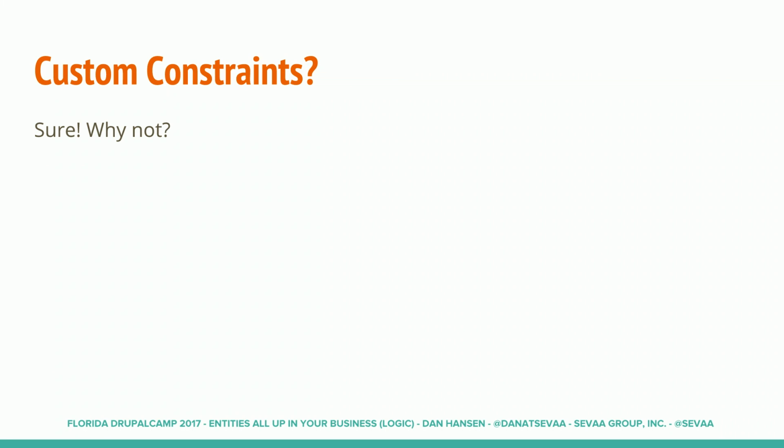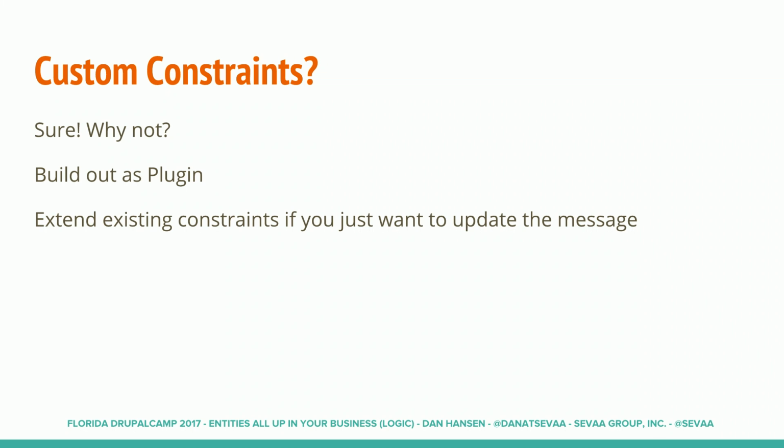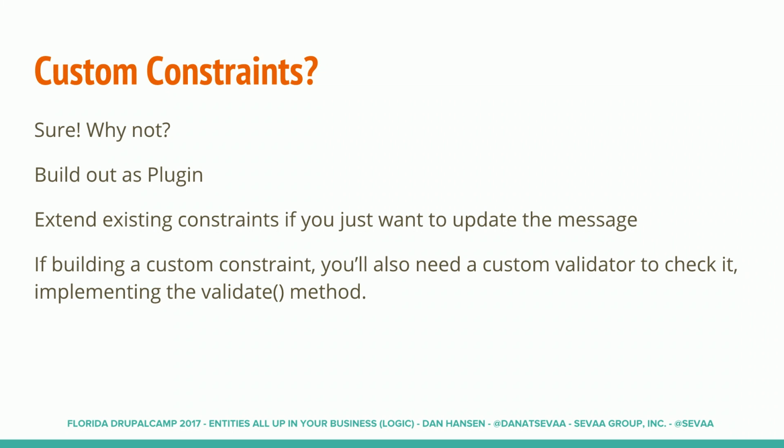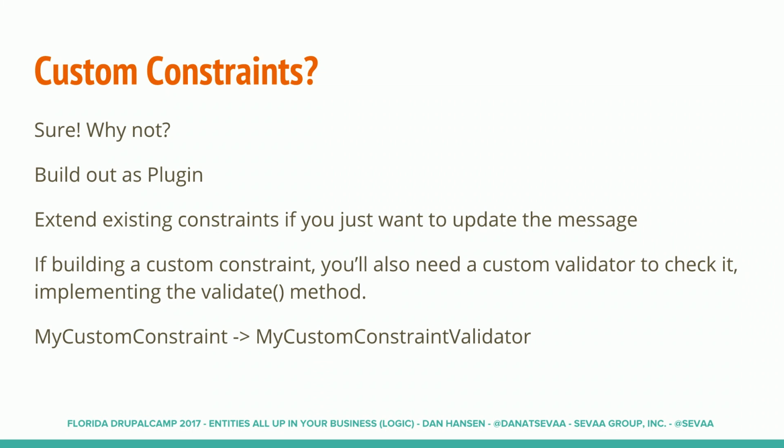So custom constraints. Sure, why not? You build it out as a plugin. The easiest way to do it is to extend existing constraints if you want to update the message. I'll have an example in a second that demonstrates extending the unique constraint on a field. If you're building a custom constraint, you have to build a custom validator to check it, implementing the validate method. Once again, I'll have that in the code demonstration just to get a better impression as to what that looks like. There's kind of a naming convention. You can override this, but it's basically MyCustomConstraintValidator.